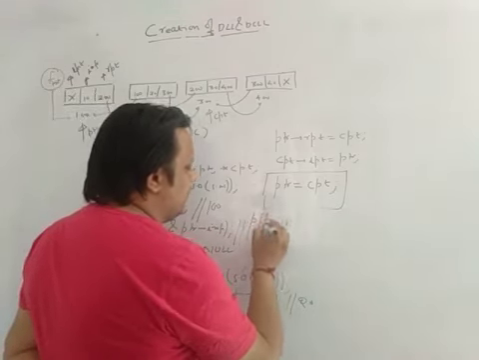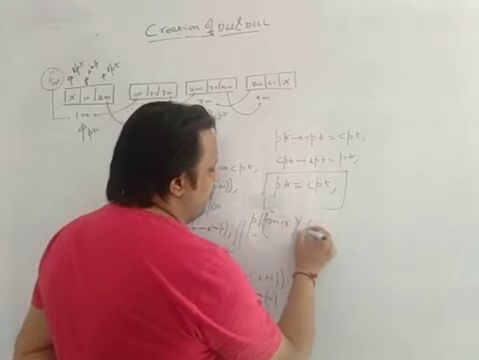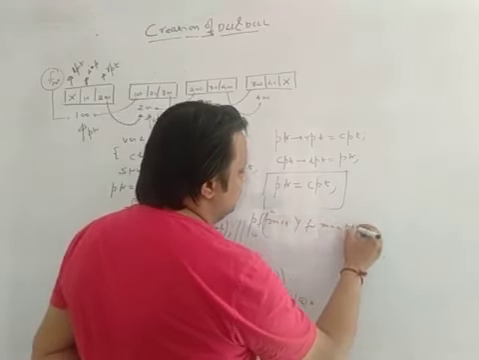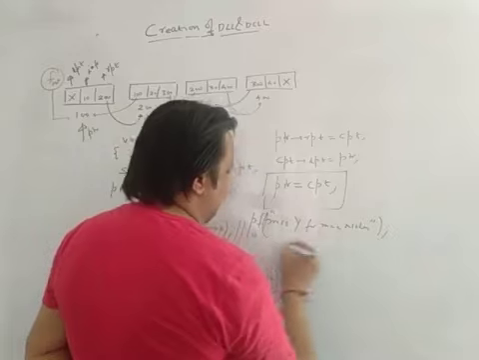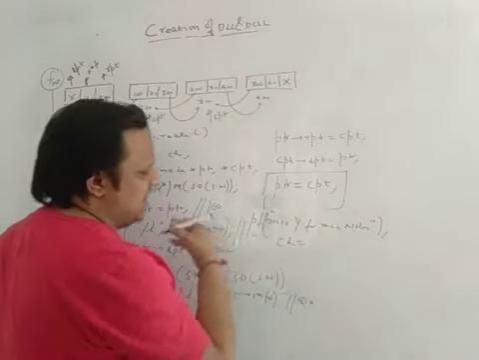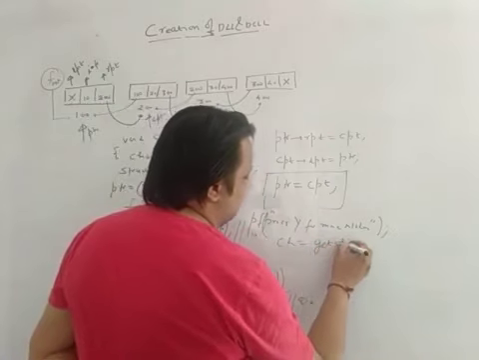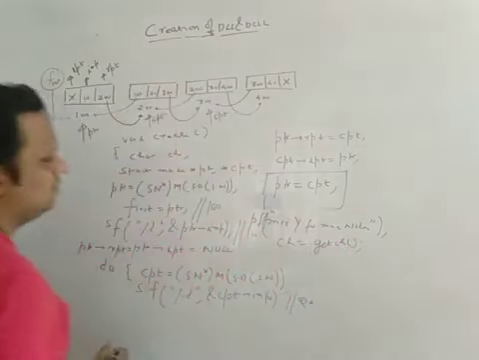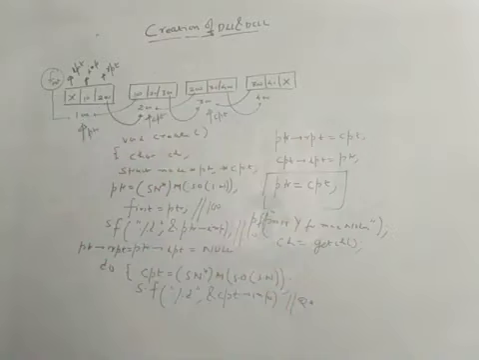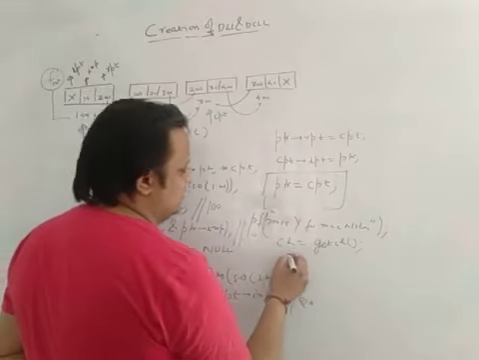printf "press y for more nodes", and I have taken a character variable, which I have already discussed in my previous lecture. ch is equal to getch, right? So let's suppose if I press y, then ch gets the value y, and this condition is true.